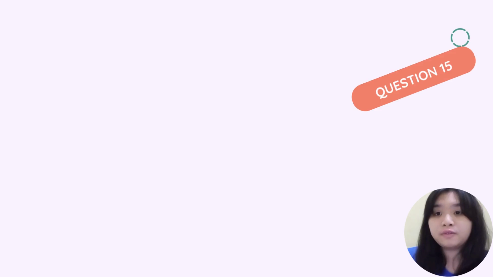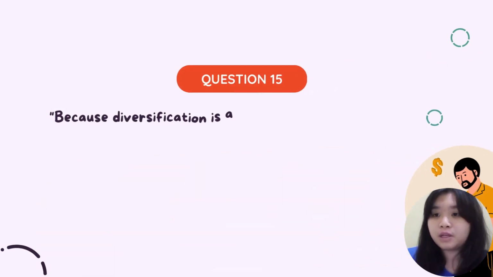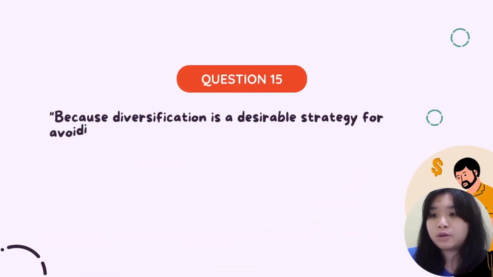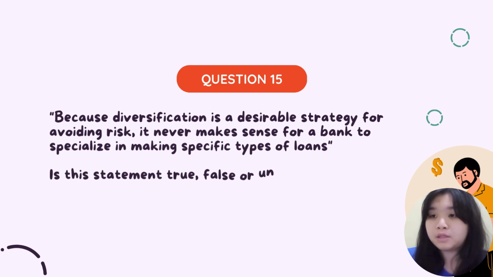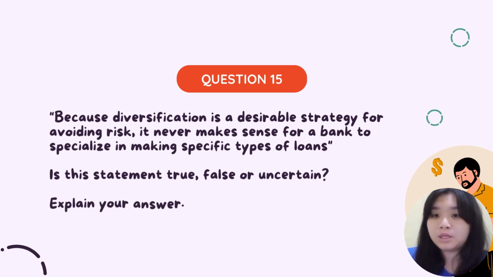Thank you. Question 15. Because diversification is a desirable strategy for avoiding risks, it never makes sense for a bank to specialize in making specific types of loans. Is this statement true, false, or uncertain? Explain your answer.